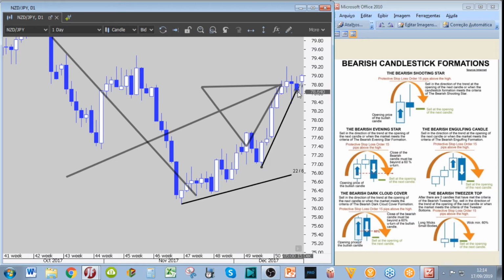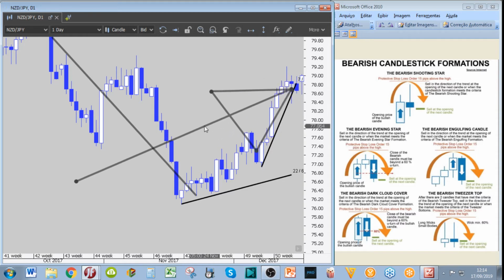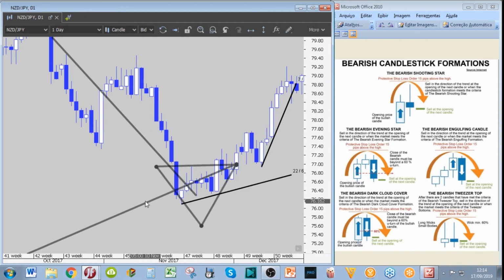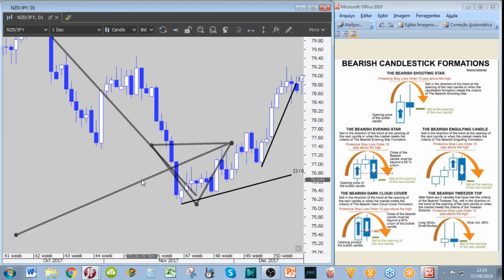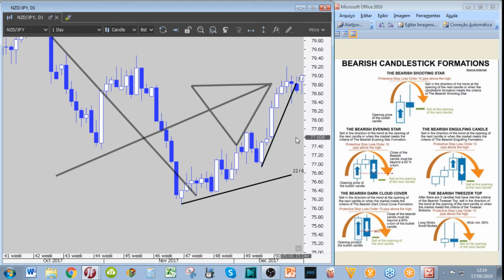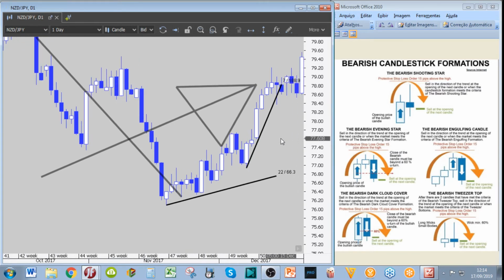Remember, not all the bearish candlestick formations are relevant, right? So how do I know that the market is over? How do I know that the retracement is over? We don't know yet, so we are going to wait.